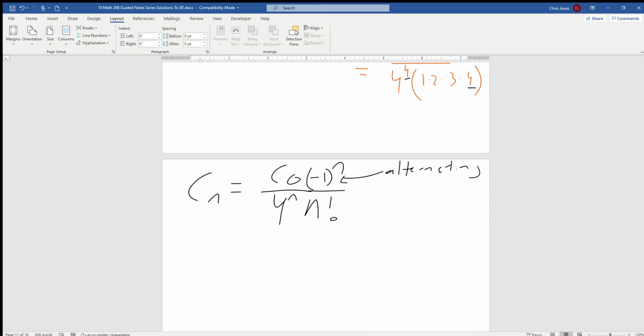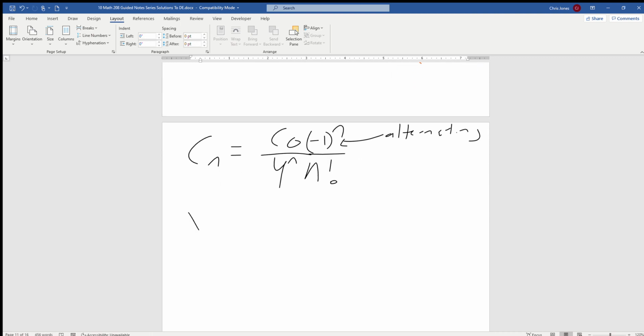So that's the alternating factor. All right, so what do we get? All right, so y, which is the series n equals 0 to infinity, c sub n x to the n, we just substitute that for c sub n.